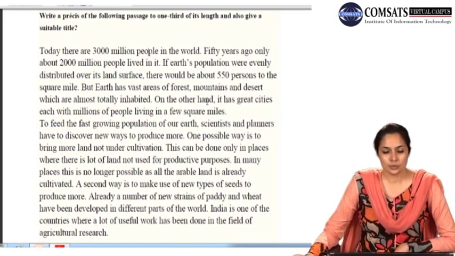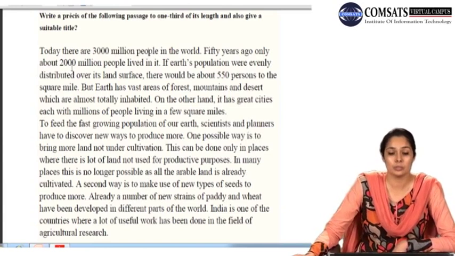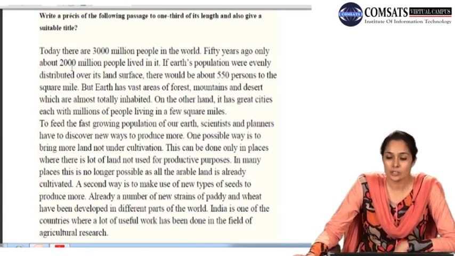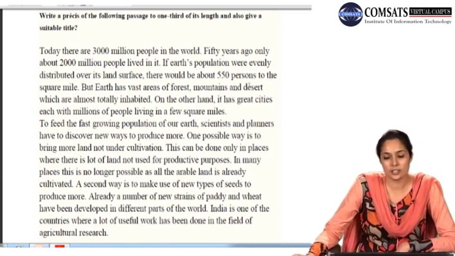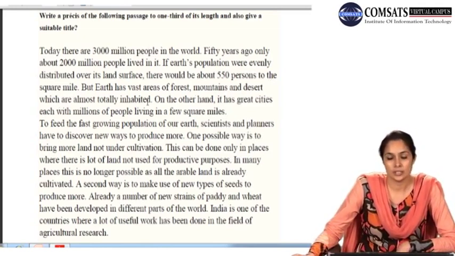Today there are 3,000 million people in the world. 50 years ago, only about 2,000 million people lived in it. If Earth's population were evenly distributed over its land surface, there would be about 550 persons to the square mile. But Earth has vast areas of forests, mountains and deserts which are almost totally uninhabited. On the other hand, it has great cities, each with millions of people living in a few square miles.